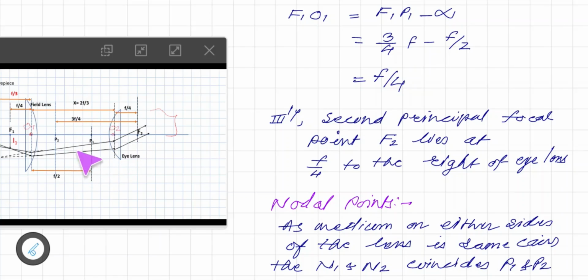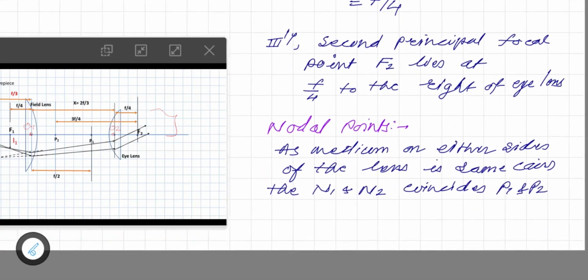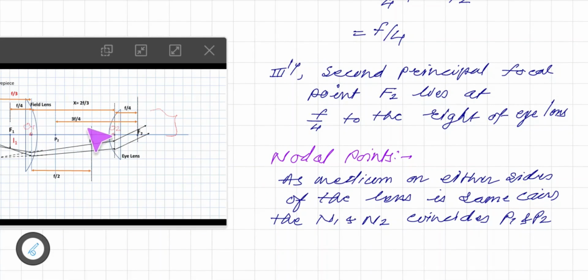Now let us talk about the nodal points of Ramsden's eyepiece. Here we observe that in the case of both the lenses, the medium on either side of the lenses is the same, that is air. As the medium on either side of the lens is air, therefore N1 and N2 coincide with P1 and P2.